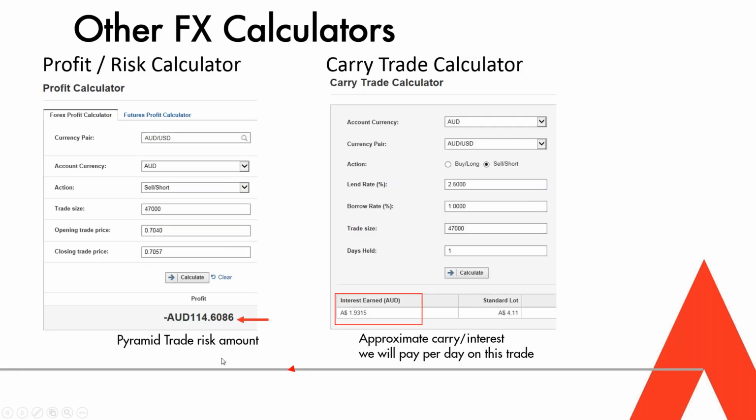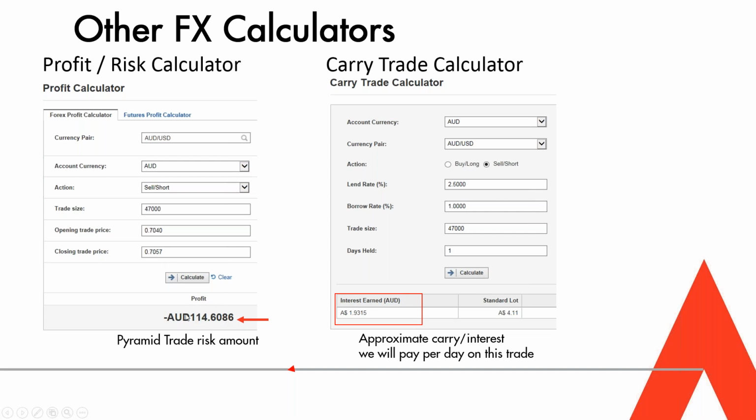All right, so let's go through the risk associated with our pyramid trade. Again, we're trading the Aussie US dollar. I'm using the profit risk calculator here just to work this out. Trading the Aussie US dollar, we want it to be in Australian dollars. We're doing a short sell and our contract size is a $47,000 contract. We're opening the pyramid trade at 0.7040 and stop above the last peak at 0.7057.